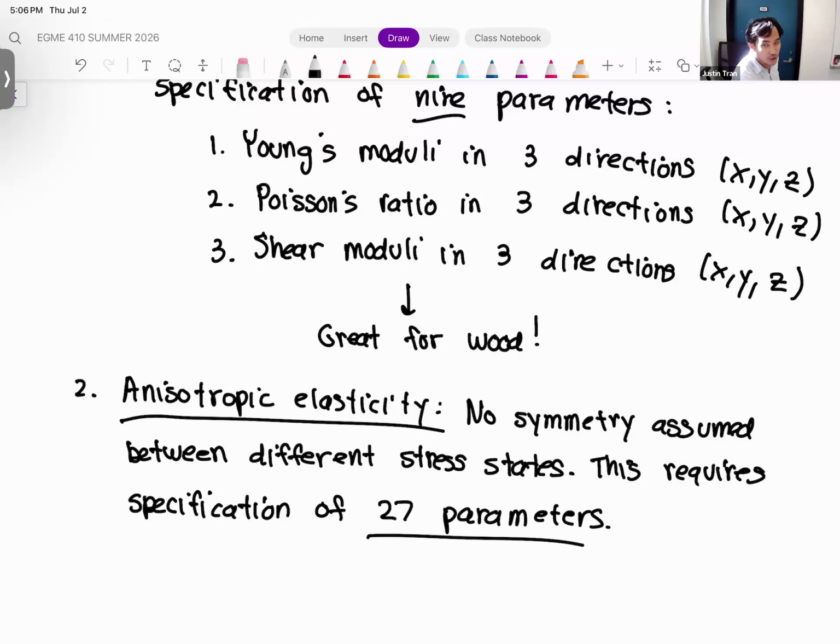Which is a lot just for one material. Okay. And if you are going to use an anisotropic material, you need to source those parameters from somewhere, right? So you either need a publication or a material data sheet that computes those. It is very hard to find a reliable source that can compute all 27 parameters exactly.